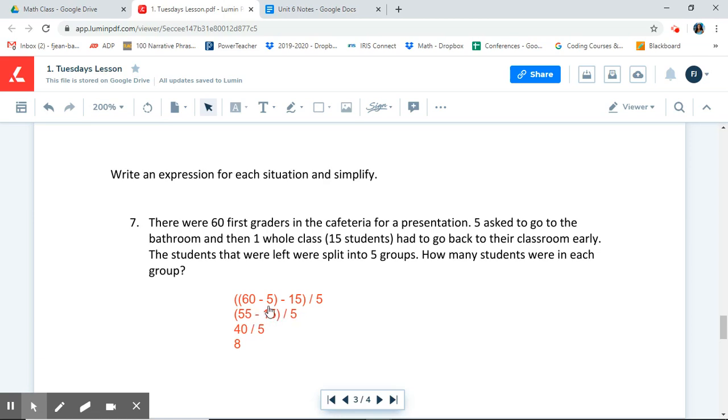So we know that 60 minus 5 is 55. And we're going to rewrite our expression. 55 minus 15 divided by 5. 55 minus 15 equals 40. So we simplified our expression to 40 divided by 5. 40 divided by 5 equals 8. So there were 8 students in each group.